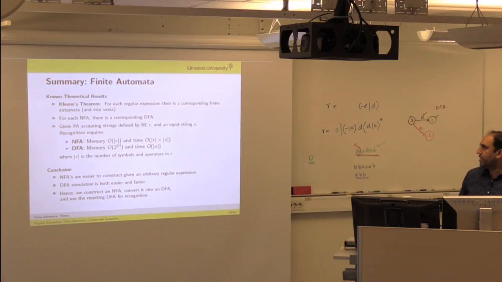So the conclusion is that NFAs are easier to construct. However, they are slow. And DFAs are not as easy, a bit tricky to construct and develop, and they also take more memory. However, they are quite a bit faster in operation. So if you need performance, if you want to recognize your string in a fast manner, then maybe a DFA is a better solution.